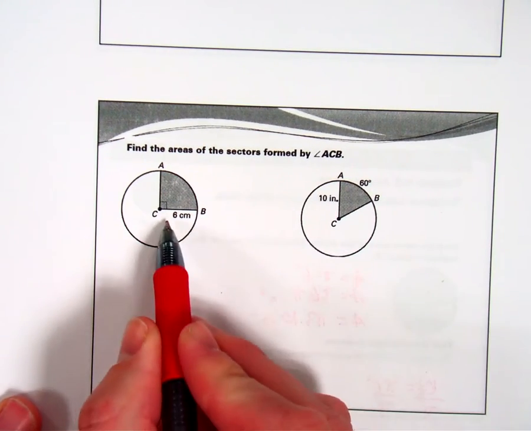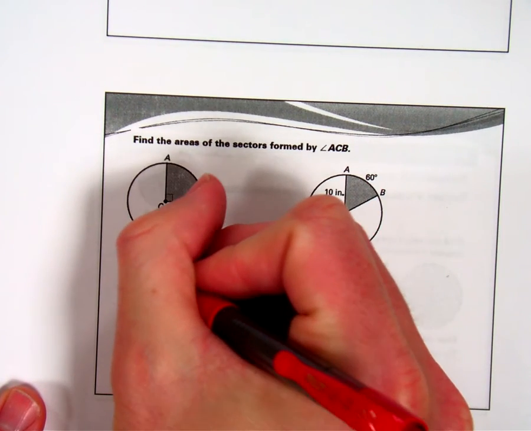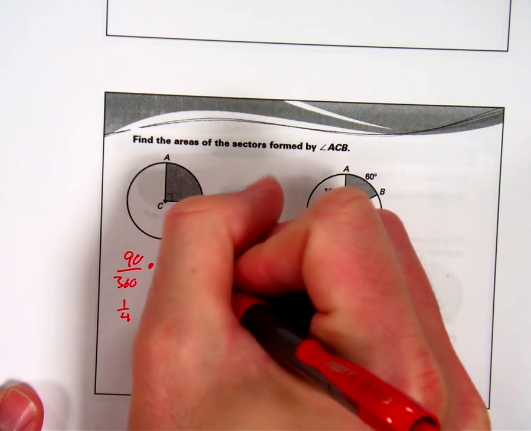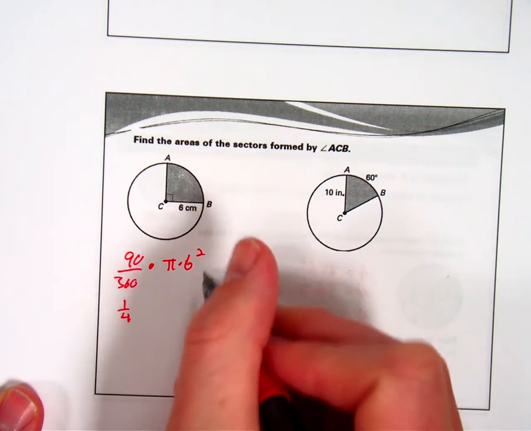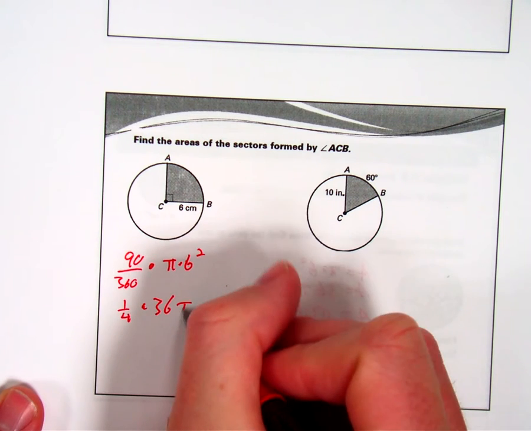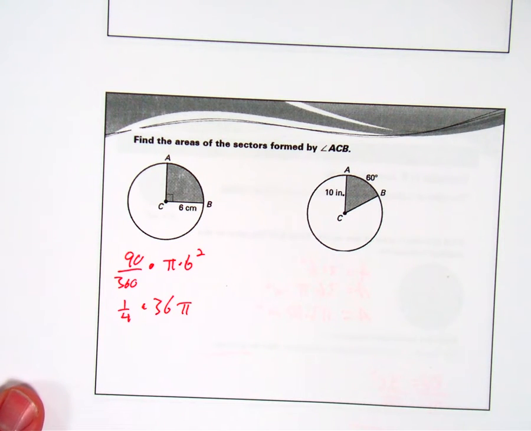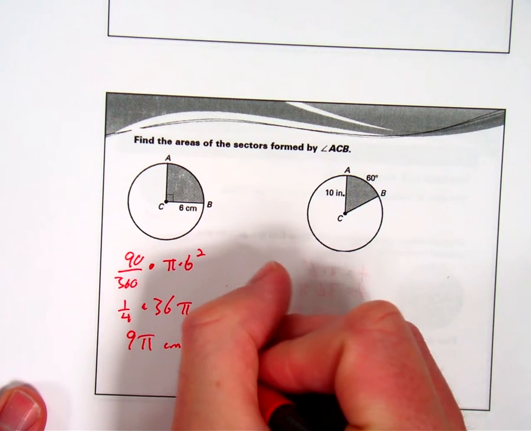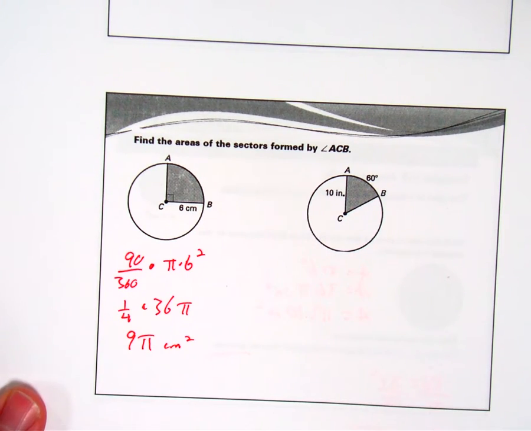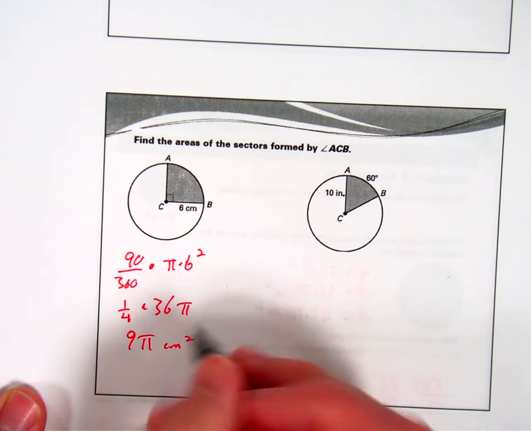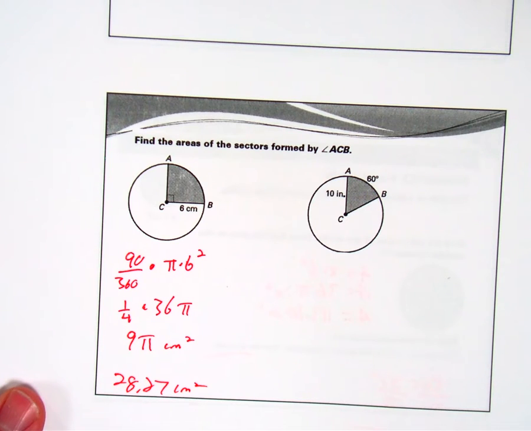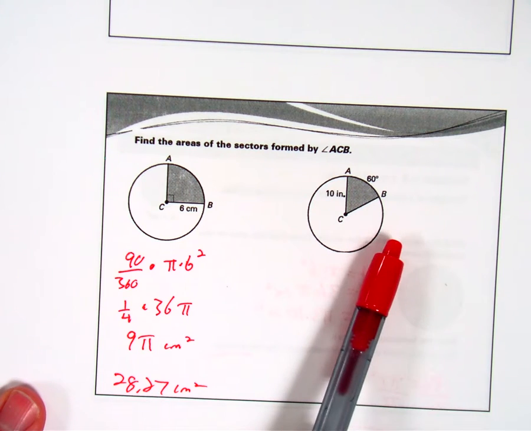Okay, so down here we have a 90-degree angle. So that's a 90 out of 360. We know that's a fourth times pi times 6 squared. So times 36 pi. Okay, a fourth of 36, that'd be 9 pi centimeters squared for our exact. And our rounded would be 28.27. Okay, let's hit pause here and have you try that.